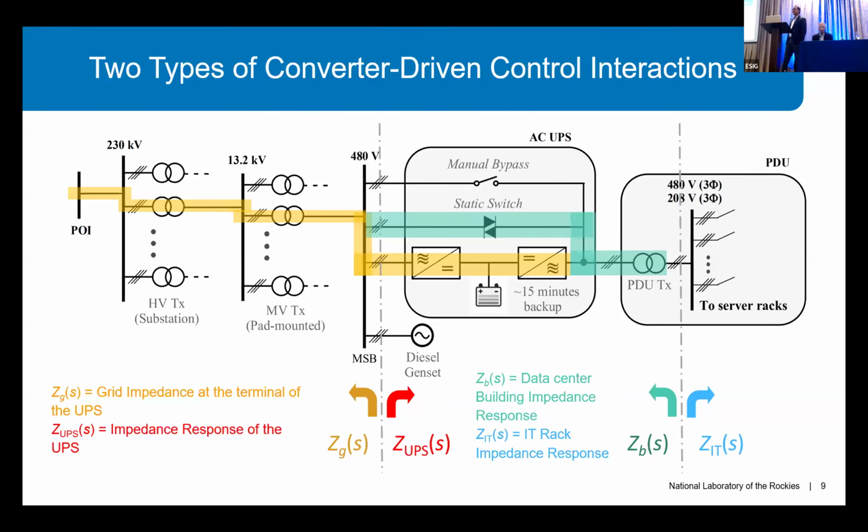If the UPS in the data centers during normal operation operates in the bypass mode, then there can be control interactions between IT racks and the grid. And here I'm showing these two different impedances. Basically, whenever you talk about interactions, they are basically interactions between impedances of two subsystems. It can be either impedance of UPS and the grid, or impedance of the IT racks and the building impedance, which of course includes not only the building distribution network, but also the grid beyond the point of interconnection.